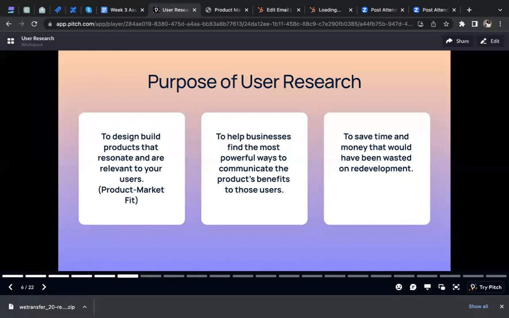And last but not the least, very important, to save the money and time that would have been wasted on redevelopments, because a company that does not do user research from the onset of their product development or through their product lifecycle is going to waste money and time on redevelopment. So as a product manager, someone involved intrinsically in the development of products, you want to ensure that you get it right from the beginning.